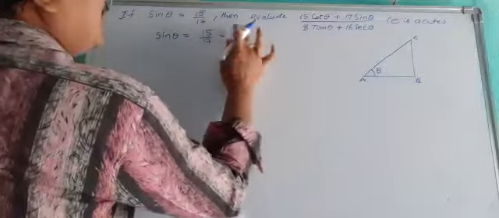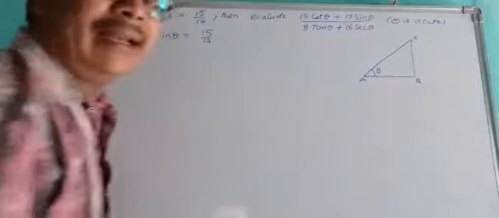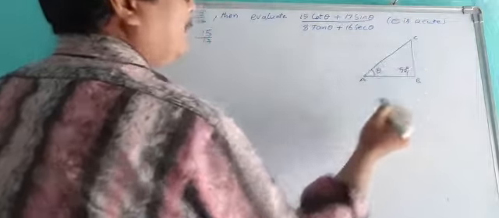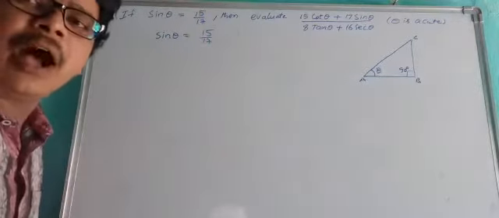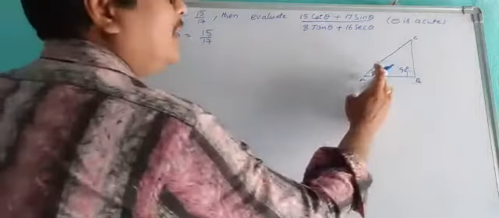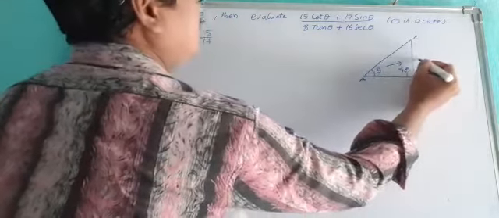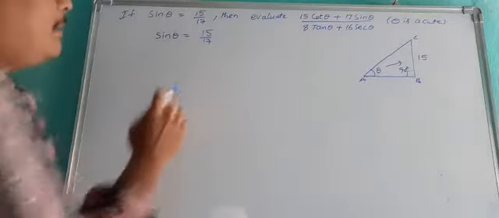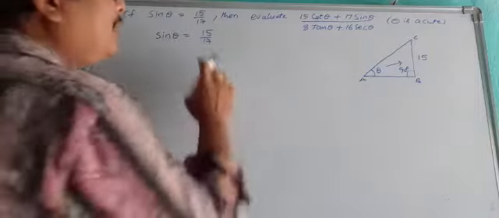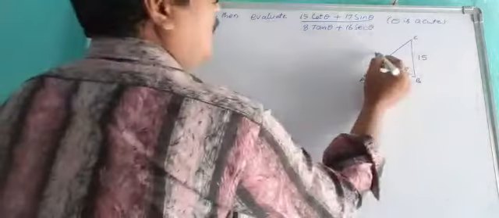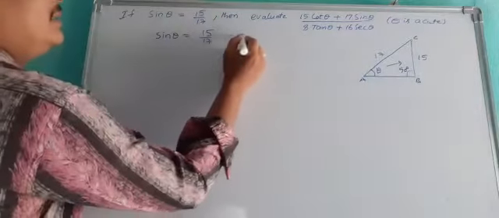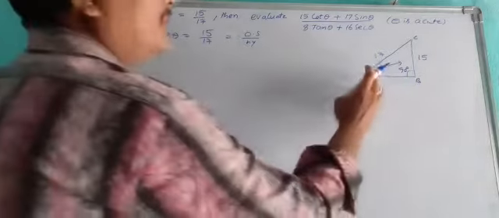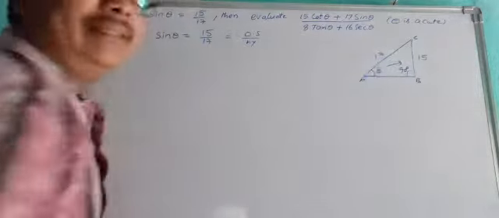That means the opposite side. Where is the opposite side? Let us consider one right angle triangle ABC, right angle at B. Now sin theta means the opposite side of theta. Where is the opposite side of theta? That is BC, equal to 15. And 17 means what? Hypotenuse. Hypotenuse equal to 17. This is opposite side by hypotenuse. Opposite side of theta is 15 and hypotenuse is 17.